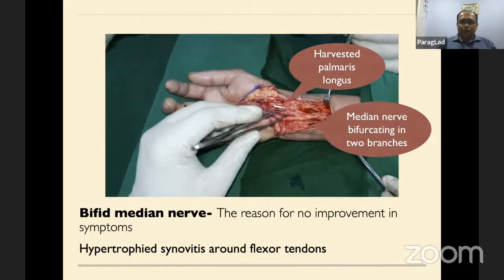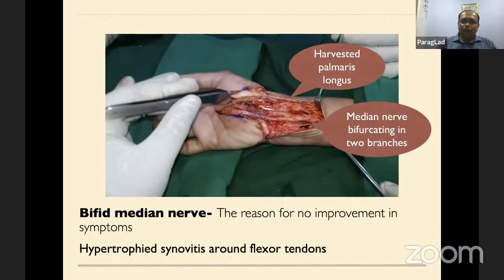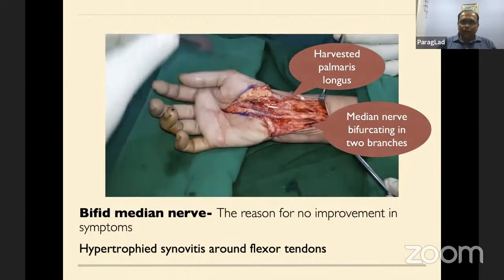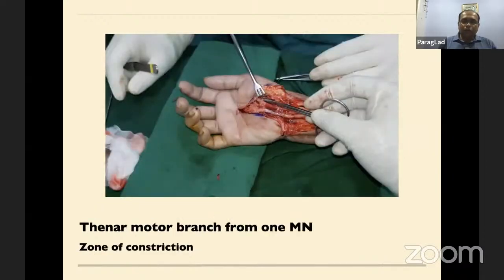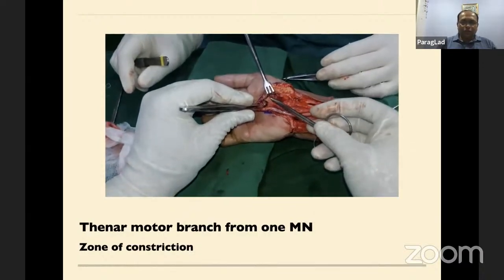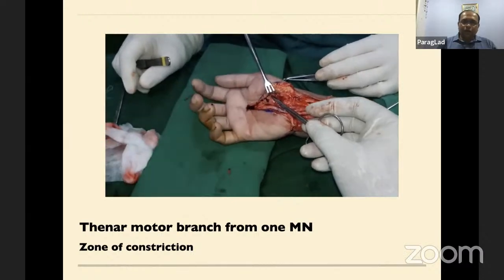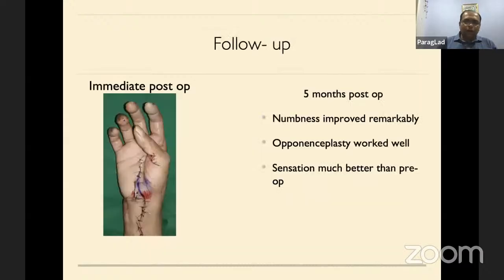So this was our finding intra-op, and the previous surgeon, probably because he did a mini open technique, decompressed only one median nerve, and the symptoms did not relieve after the surgery. On exploration, there was a thinner motor branch from one of the median nerves. So she had only one thinner motor branch of the median nerve. Apart from proper decompression and complete tenosynovectomy, we did a gametes transfer also, by transferring palmaris longus to abductor pollicis brevis.